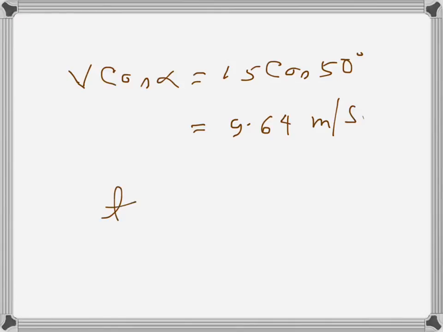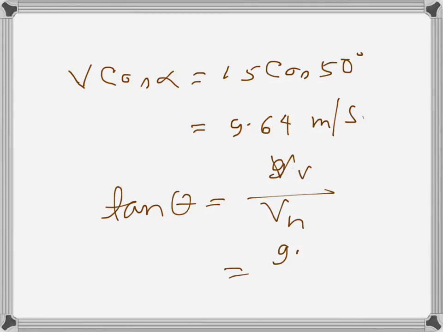So the angle, if we say theta, is the vertical component of the velocity divided by the horizontal component of the velocity. So that will be 9.04 over 9.64. So the inverse tan will be 43.3 degrees. So that's the angle of elevation after 1/4 second, and that's the angle it makes with the horizontal basically.